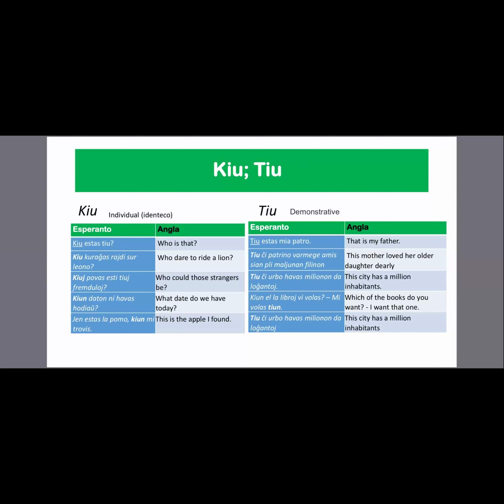"Kiun el la libroj vi volas?" Which of the books do you want? "Mi volas tiun." I want that one. So you can see here, guys, when we use kiu, we mean the individual identity of something.